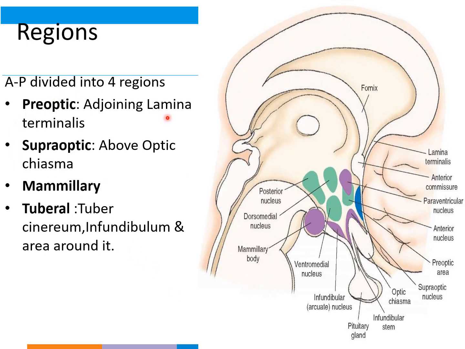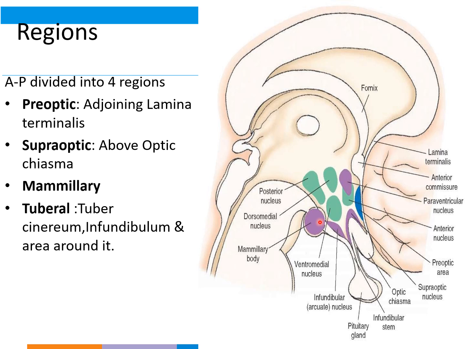Coming to the different regions of the hypothalamus, from anterior to posterior, the hypothalamus is divided into four regions: the preoptic region, the supraoptic region, the mammillary region, and the tuberal region. Now this is the optic chiasma, this is the mammillary body here, and this is the anterior commissure, and this is the lamina terminalis between the anterior commissure and the optic chiasma. So the preoptic region is the region adjoining the lamina terminalis. Supraoptic meaning just above the optic chiasma. Mammillary meaning just around the mammillary region.